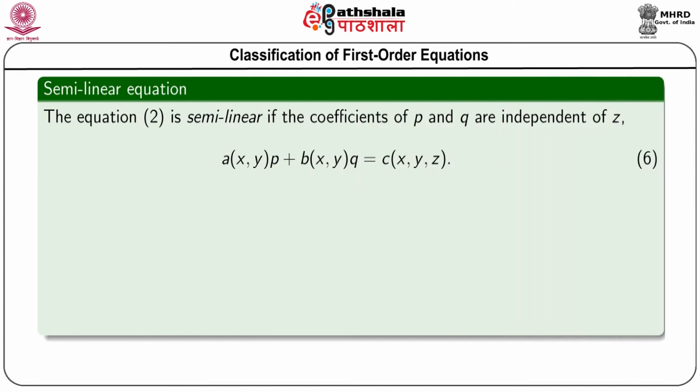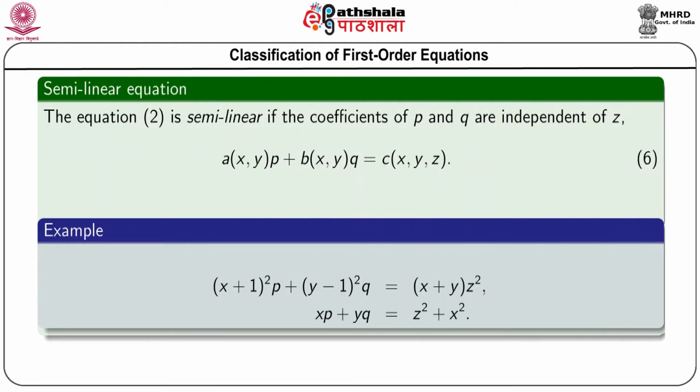And the next type of equation is the semi-linear equation. In the general form of a semi-linear first order equation, the coefficients of p and q are functions of only the independent variables x and y. But in the case of a quasi-linear equation, a and b may be functions of the dependent variable z. So, this is one of the examples of a semi-linear equation. In both equations, the coefficients of p and q are functions of x and y only.